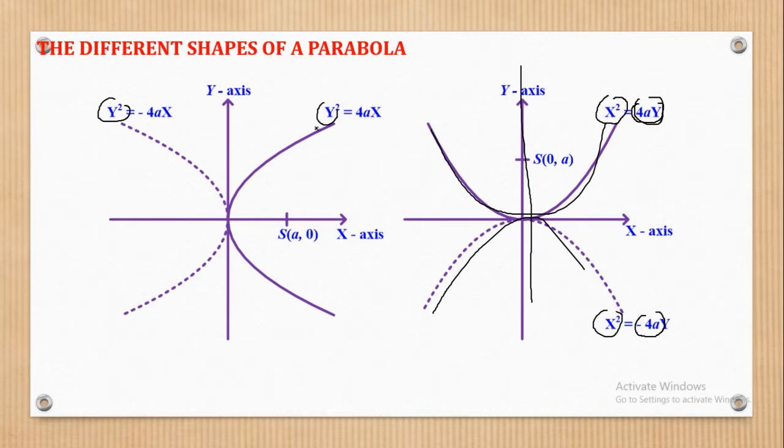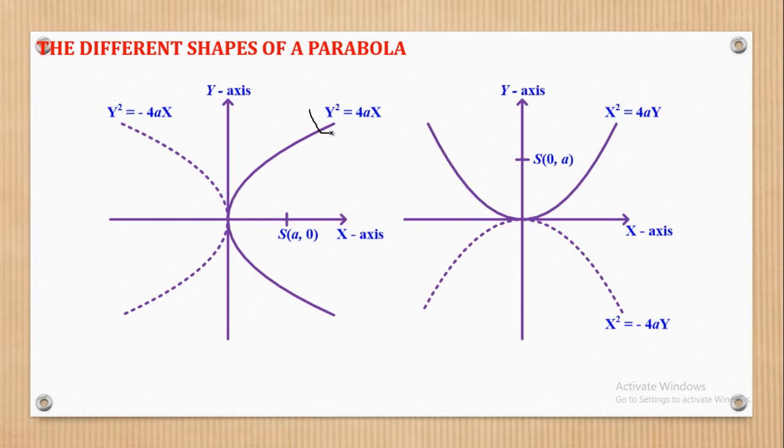Then this here, for this case, y squared means it is symmetrical about the x-axis, and when the coefficient of x is positive, it means that it will have that shape. It lies in the positive x-axis. And when it has a negative coefficient of x, it means that it lies in the negative x-axis. So those are the 4 shapes of a parabola. Therefore, for you to know the shape, you have to first look at the coefficient of x if it's in that form, or the coefficient of y if it is in this form.